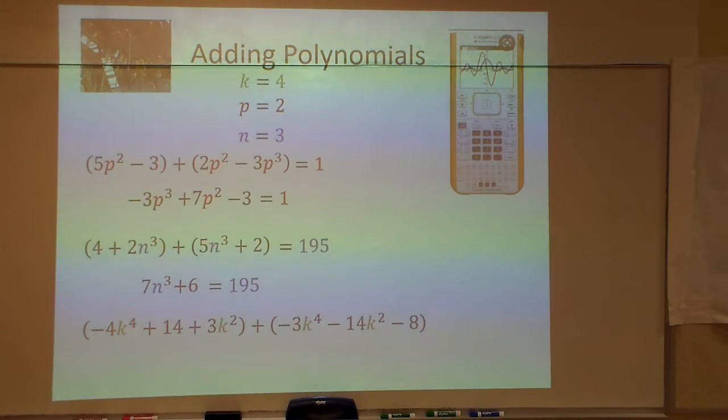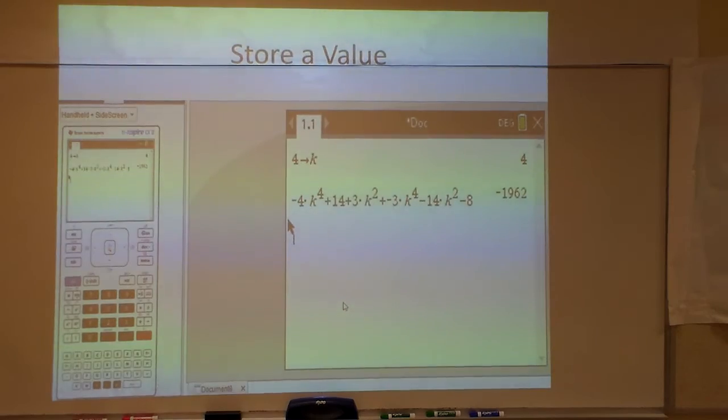Once again, if you worked it out earlier, the -4k and -3k make -7k. The k squareds will be 3 plus -14, which is -11k squared. And 14 minus 8 is 6. But once again, to test it out, I didn't necessarily put through all the steps, but store it into k. If you're putting number 4, control variable k this time, enter. And here I typed in the problem.